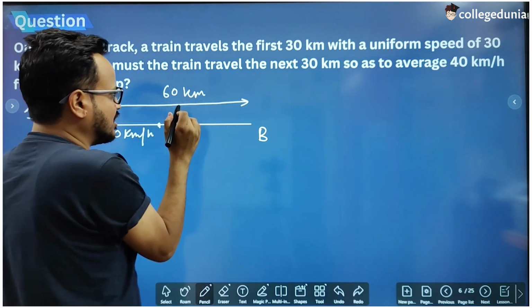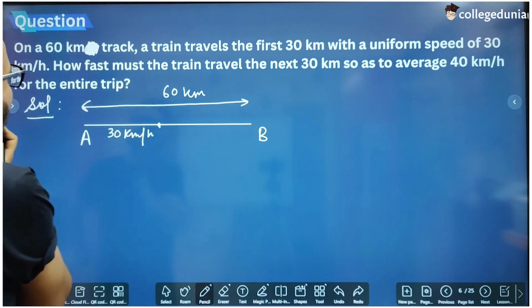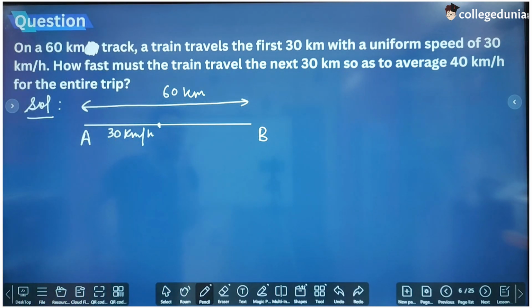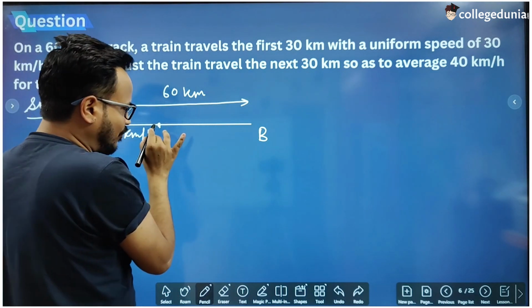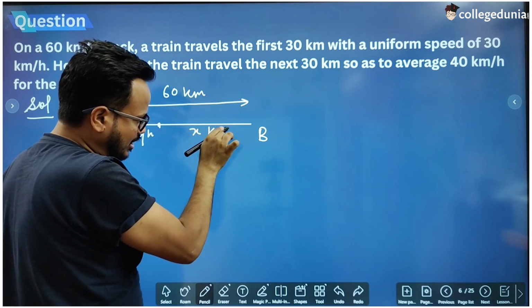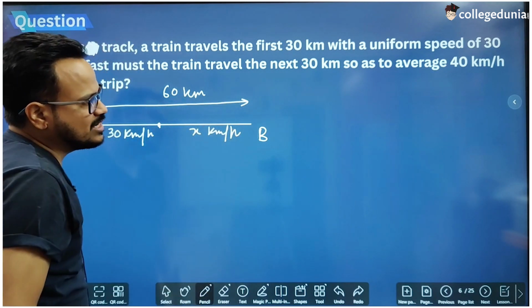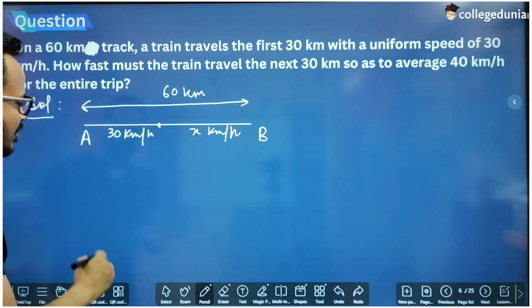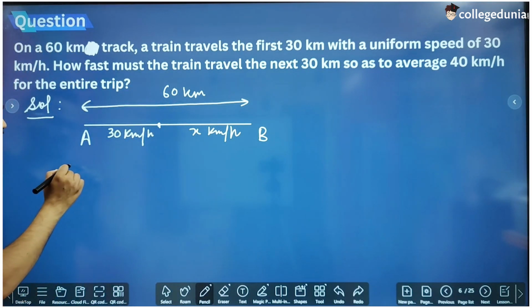And the next half is traveled. How fast must the train travel the next half? So we have to find the speed of this part. Let's say it is x km per hour, and the average speed of the whole journey is 40 km per hour. So average speed is what?